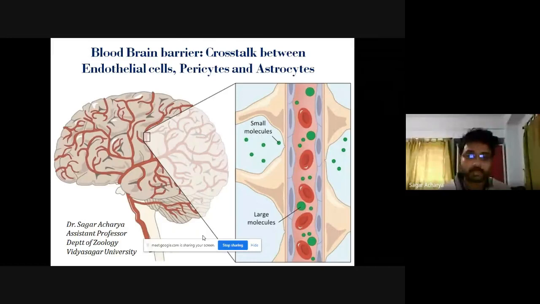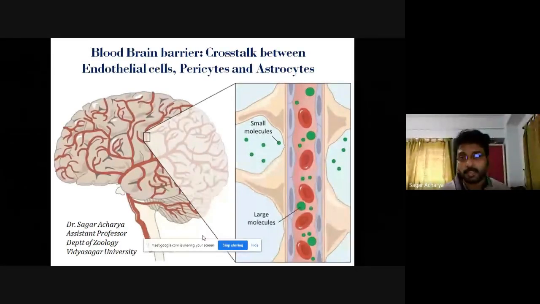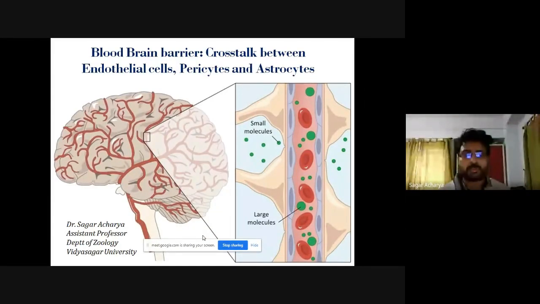So today I will talk about the blood-brain barrier, especially with reference to the crosstalk between the endothelial cells, pericytes and astrocytes. This has been a long-debated issue among scientists and neurobiologists, whether the blood-brain barrier, how it acts, and what major role it plays. And it is now a major concern for drug delivery in the brain.